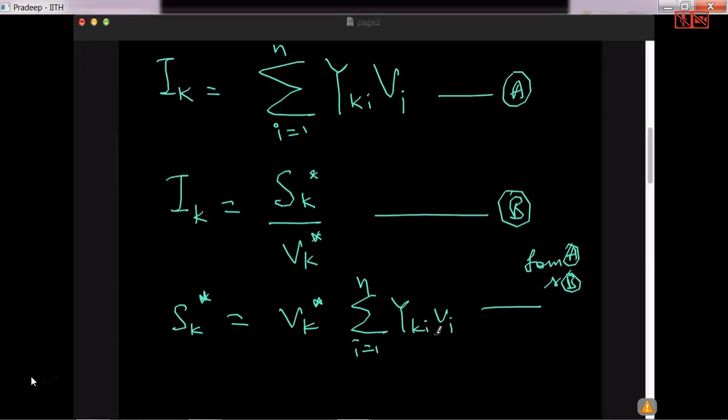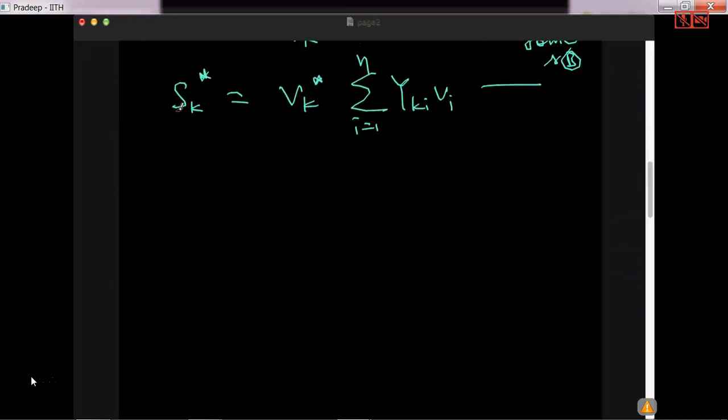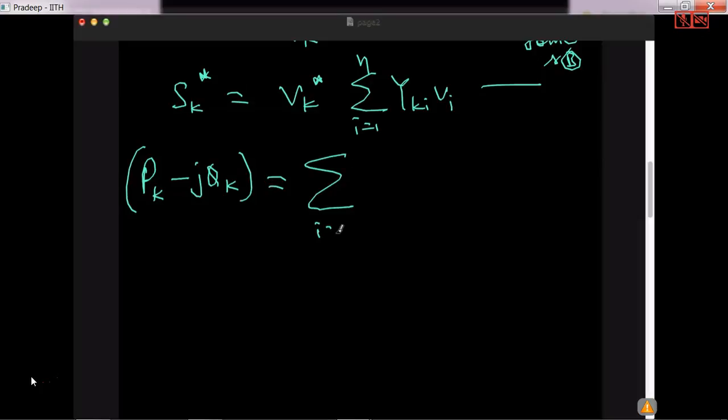I get this. So finally, what is Sk? It is Pk minus jQk. So why am I giving a minus sign for j? Because of the conjugate here. It is equal to summation i equal to 1 to n Yki Vi Vk star, Vk conjugate. These are all complex numbers.